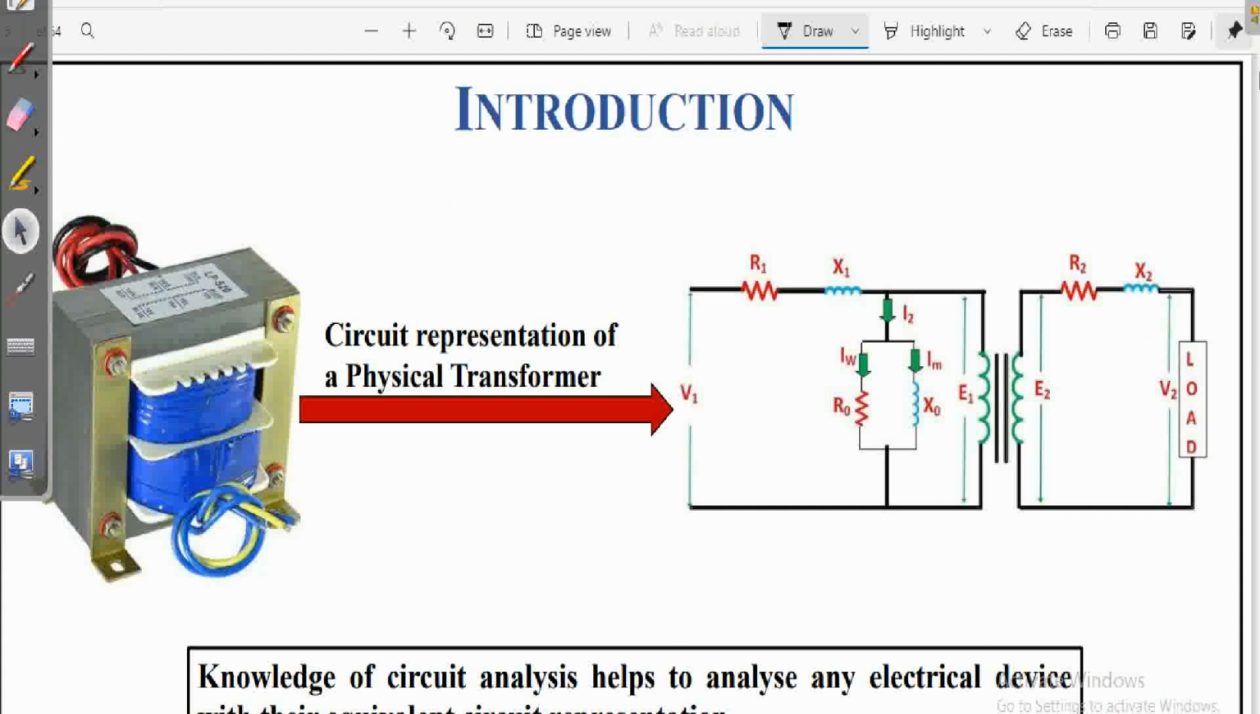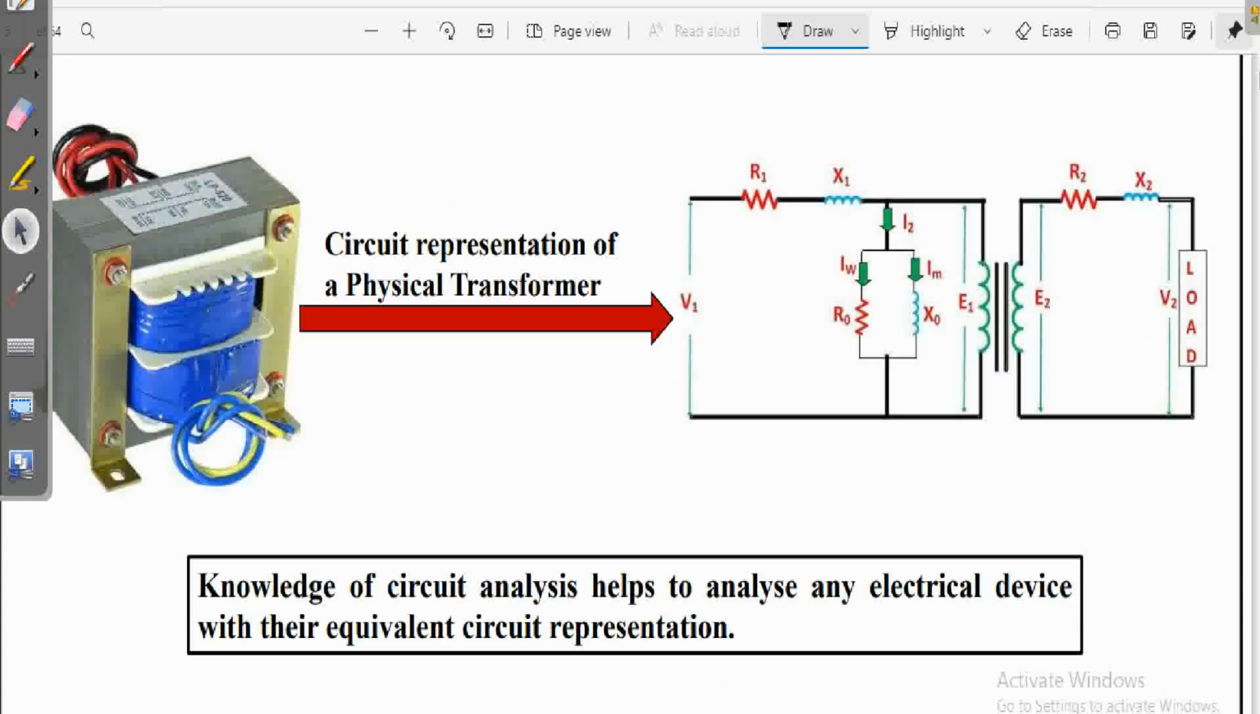So this is a transformer and its equivalent circuit. Whenever you analyze, we consider this as a circuit. With the help of this circuit, we analyze the transformer.